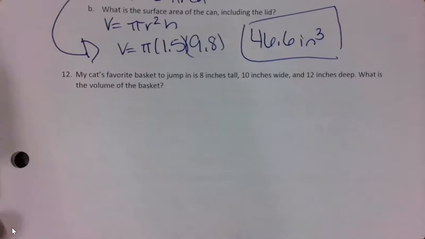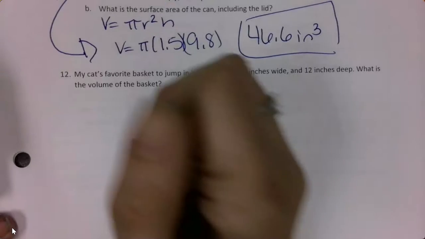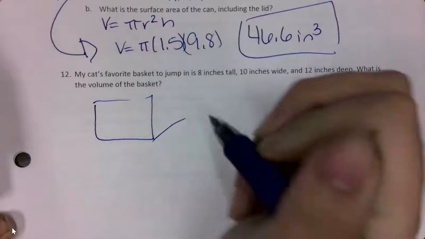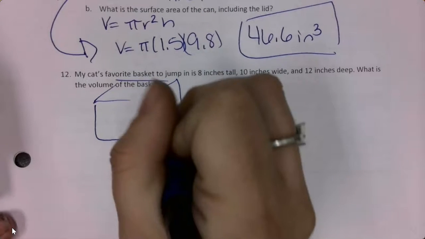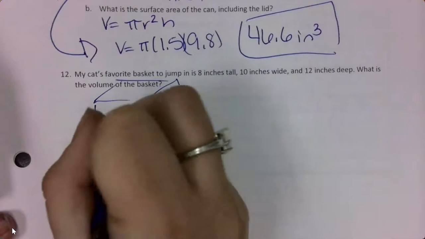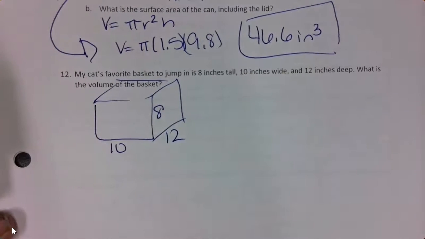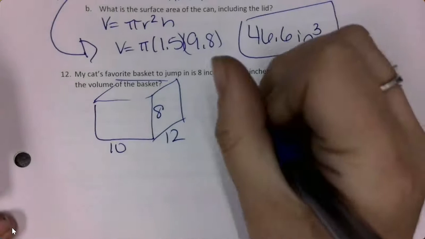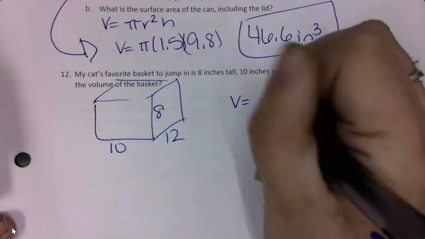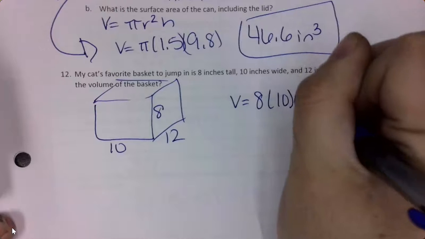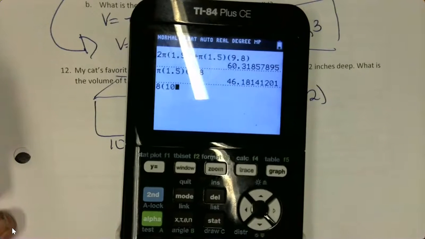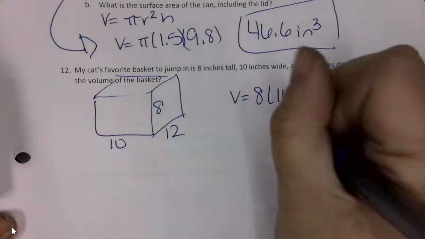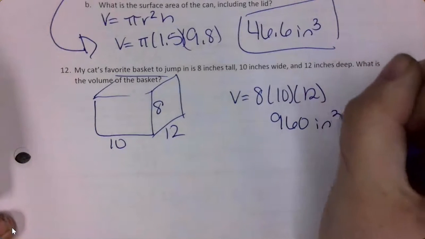Last question tells us that my cat's favorite basket to jump in is 8 inches tall, 10 inches wide, and 12 inches deep. What is the volume of this basket? When it is a rectangular prism, I just multiply all 3 of the numbers together. So then I would go 8 times 10 times 12, which gets us 960 inches cubed per volume.